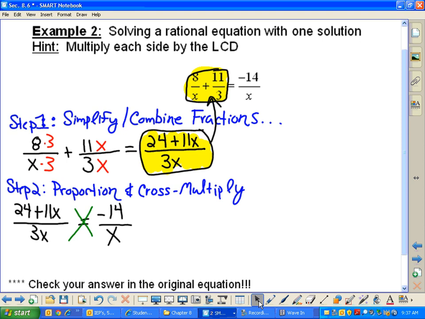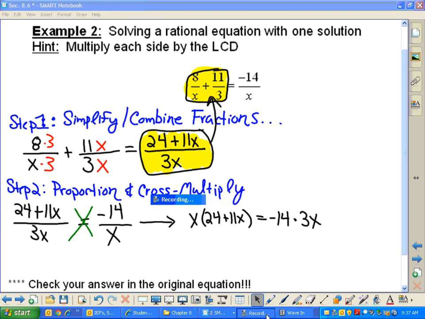So essentially what I have right now is, rewriting this as a product of the means set equal to the product of the extremes. I have x times 24 plus 11x set equal to negative 14 times 3x. And now I'm going to give you a few moments to distribute, expand, get one side equal to 0, factor and solve that particular equation for x. So I'm going to go ahead and let you work through that just a bit.